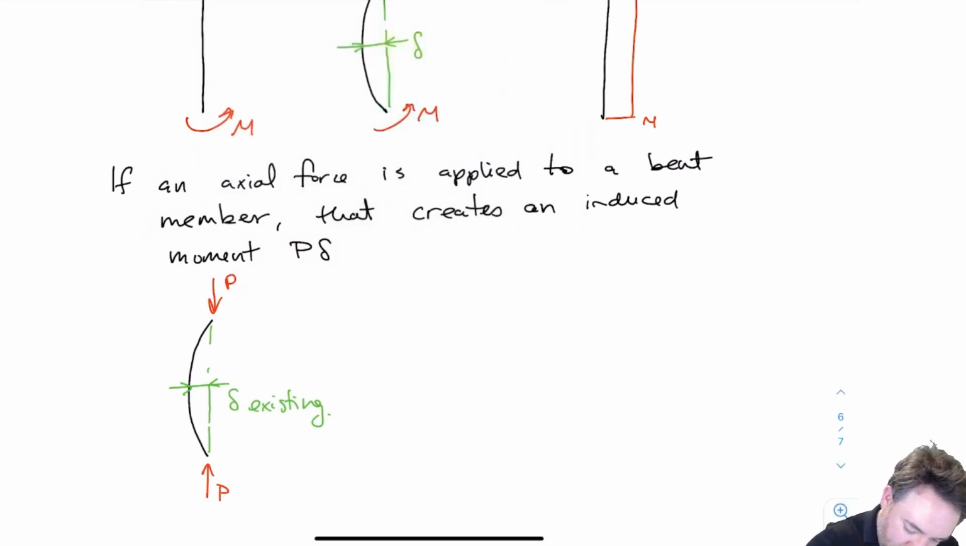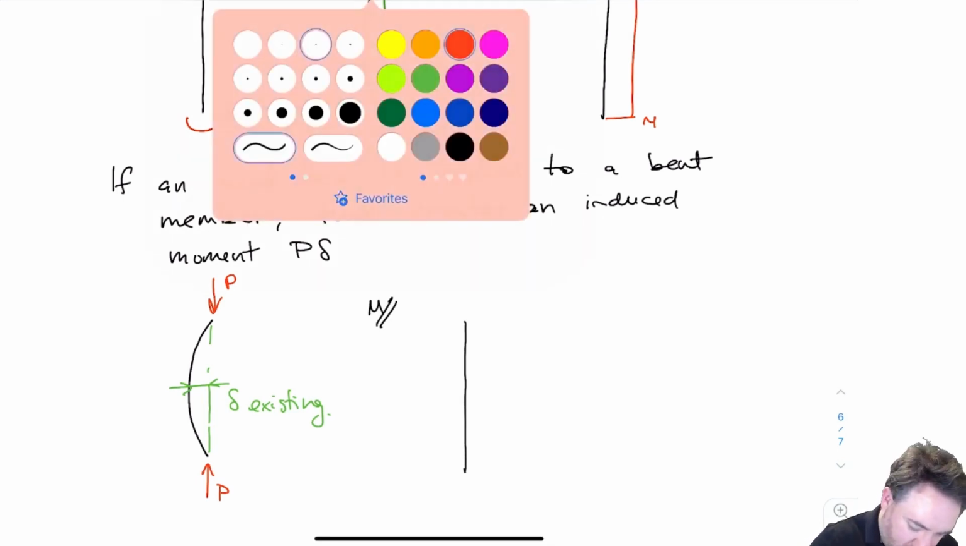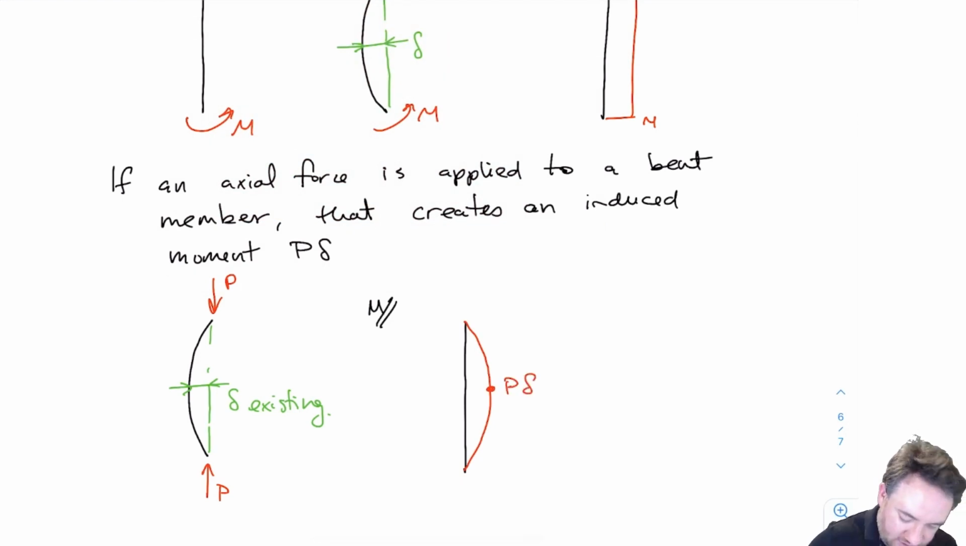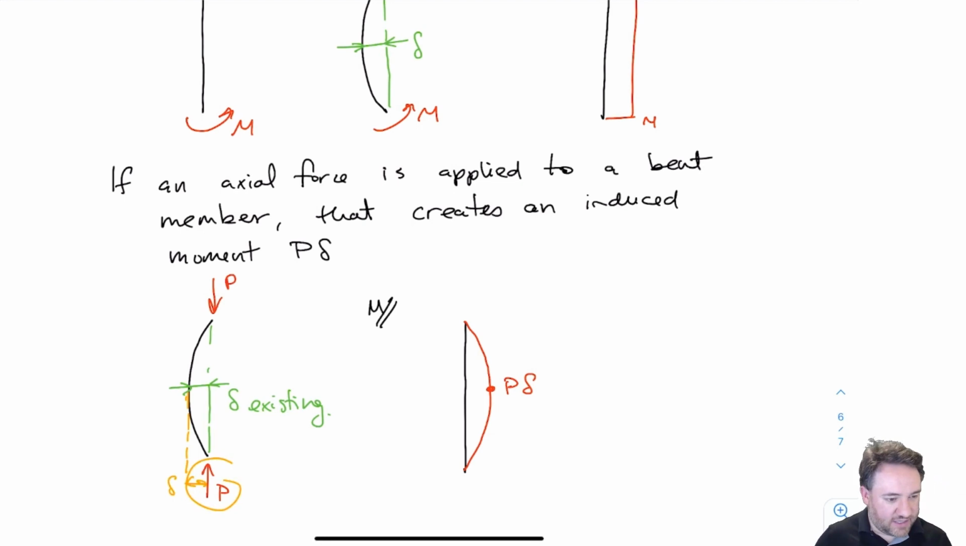So then what kind of moment am I going to get on this? Just due to the curved state of the member, I'm going to get a moment that looks something like this. And the moment is going to be greatest at the center here, and the value of that moment is going to be P times delta. You can think of it in terms of, if I was looking at the left side there, I have this P, and that P is multiplied by an eccentricity here, delta, and that's what's causing that moment at the center of the beam.